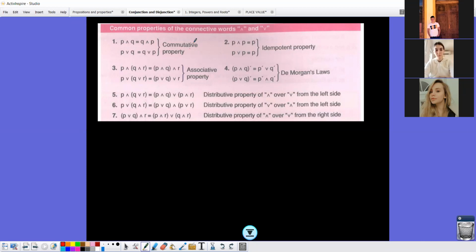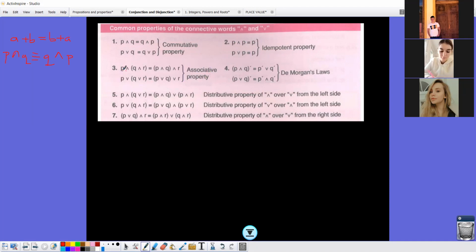So here there are some common properties of the connective words and, or. Here, guys, the commutative property. Do you remember in addition we had A plus B is equal to B plus A? Also here in conjunction, P and Q is the same as Q and P. It means that you can change their places, also in or. In conjunction and disjunction, you can use the commutative property. Here, the idempotent property: when you have P and P, it's P, and P or P, it's P again.